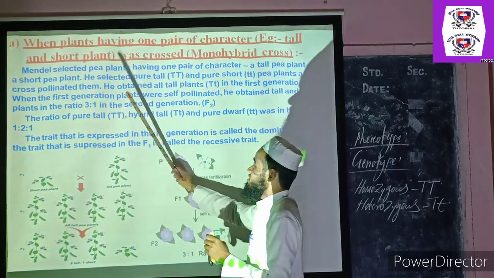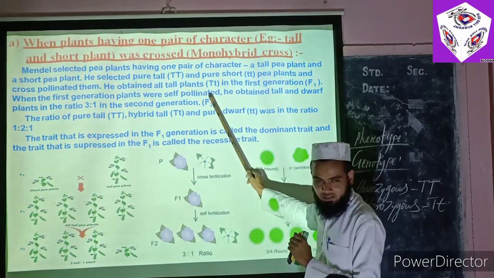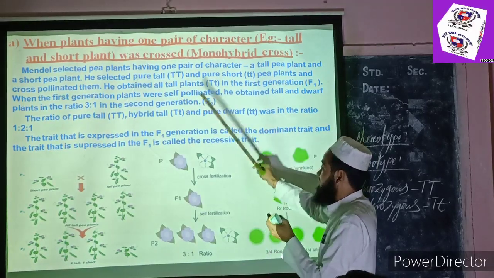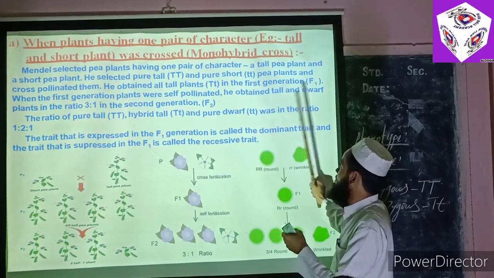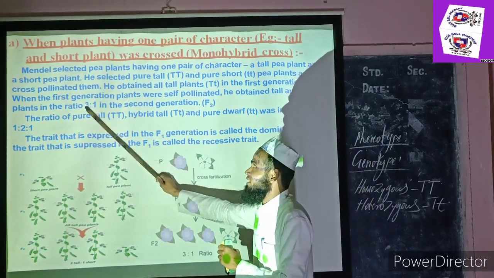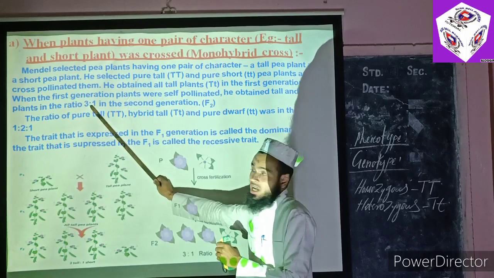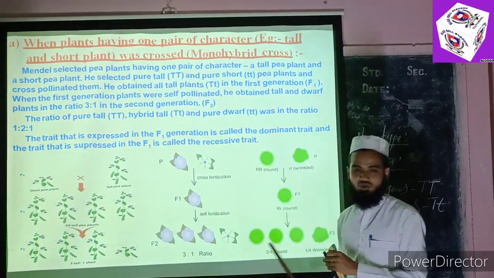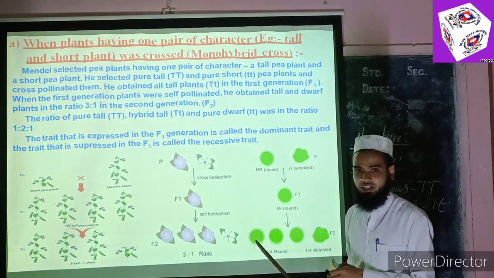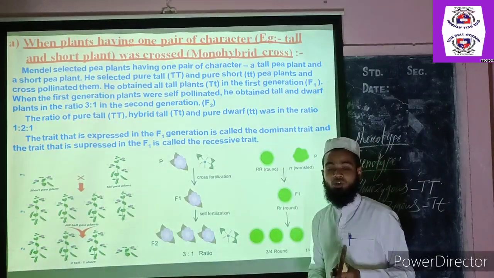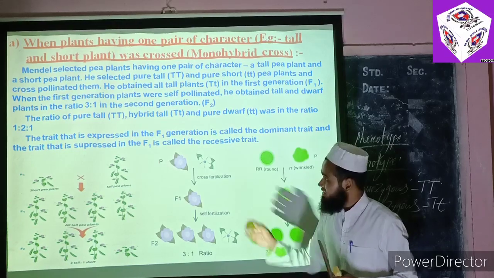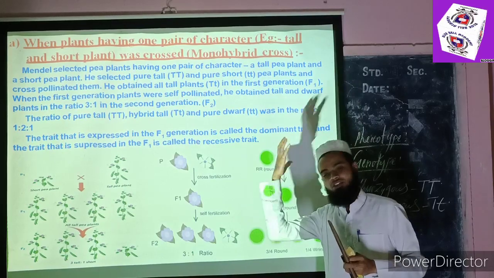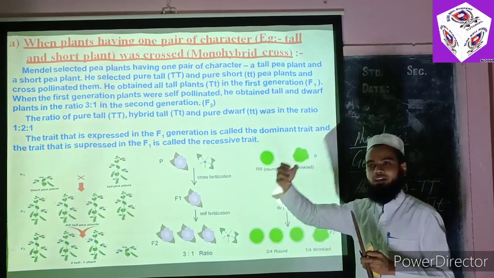But when the first generation plants were self-pollinated, first he did the cross-pollination, then he did the self-pollination, he obtained both tall and dwarf plants in the ratio of 3:1. This 3:1 ratio that he got, we consider as a phenotypic ratio. Why is it a phenotypic ratio? Because we can identify the tall and dwarf characters externally, by external appearance.